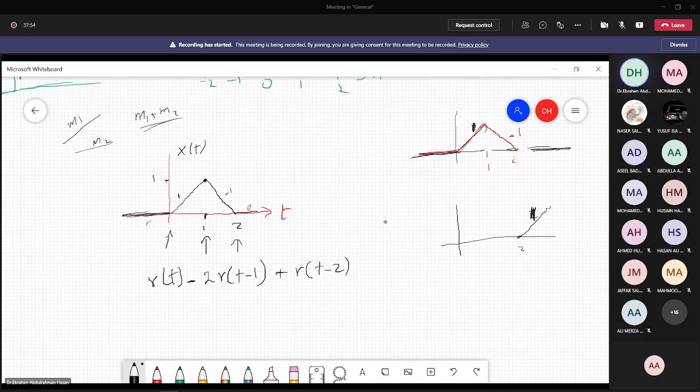Okay, write the slope here. This is equal to 0. Slope of this line equal to 1. Slope of this one equal to 0. Slope of this line equal to -1.